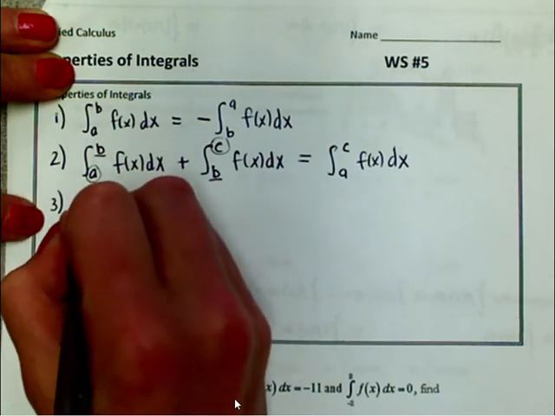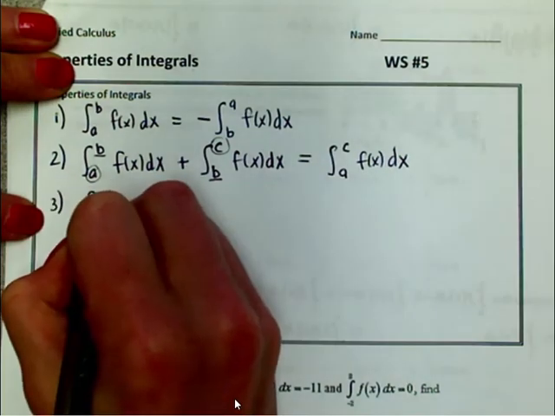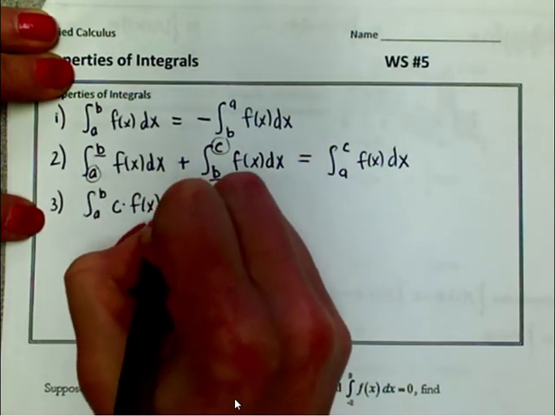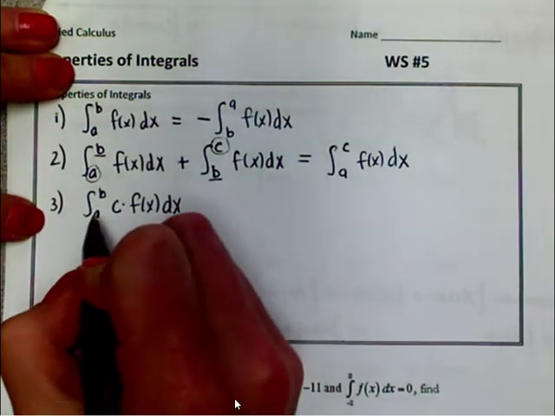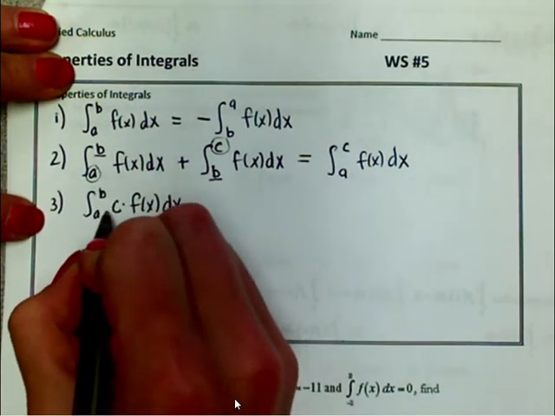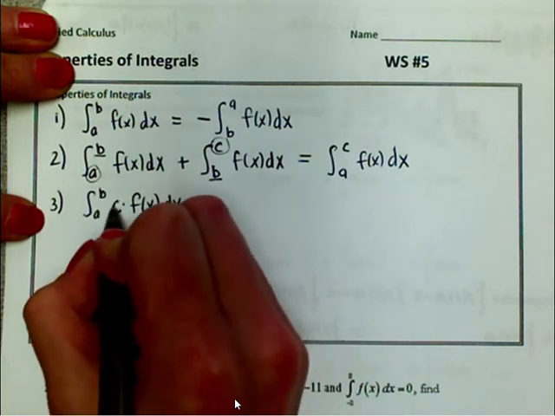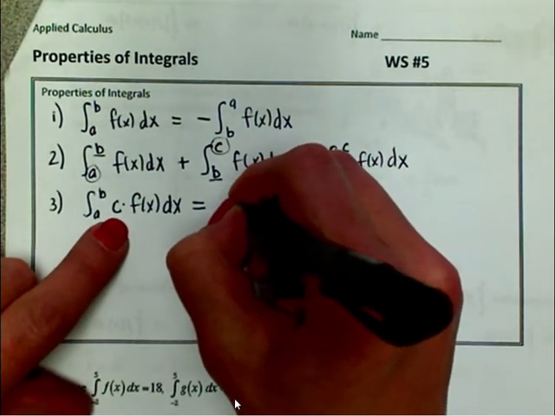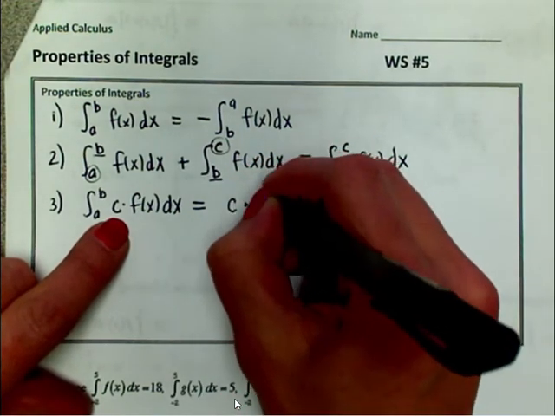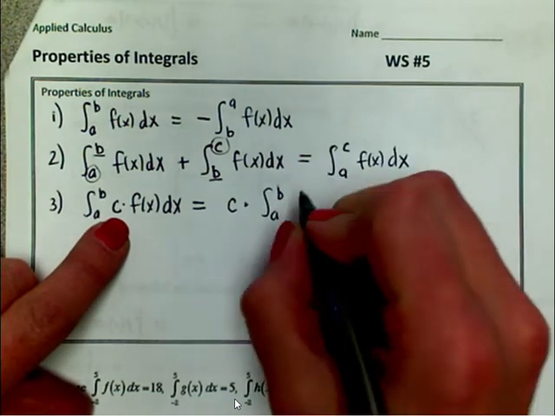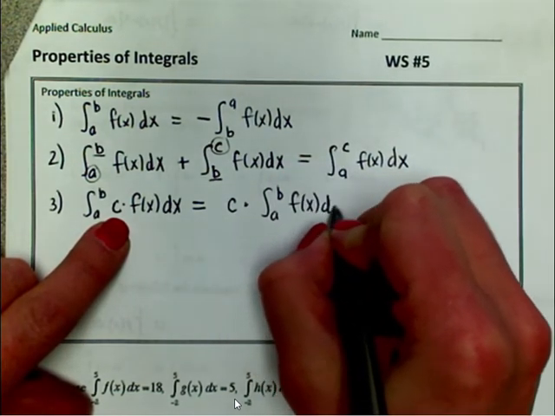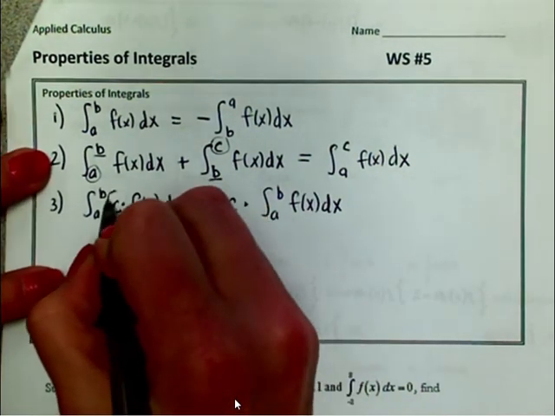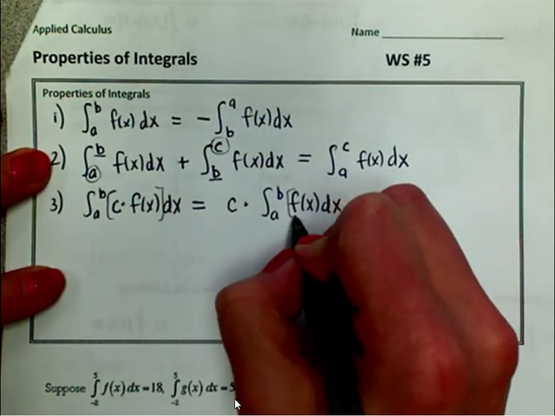Property 3. From a to b, this is a coefficient c times f of x dx. So this represents the area under the curve from a to b. And we have the curve, but we have a multiplication in front. So this will equal, the coefficient can come in front, and then we multiply area from a to b, f of x dx. This coefficient can move from inside the integral, right here, to outside the integral.